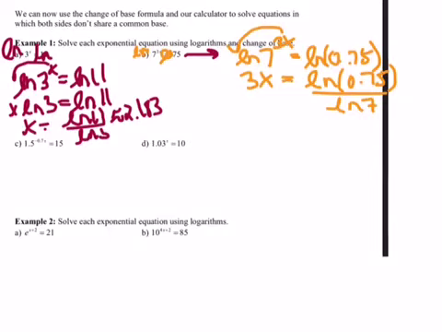Now, I have 3 times that. So I'm going to do natural log of 0.75 divided by natural log of 7, and I get 3x is equal to negative 0.148, and then I'm going to divide both sides by 3, so that x is approximately negative 0.049.